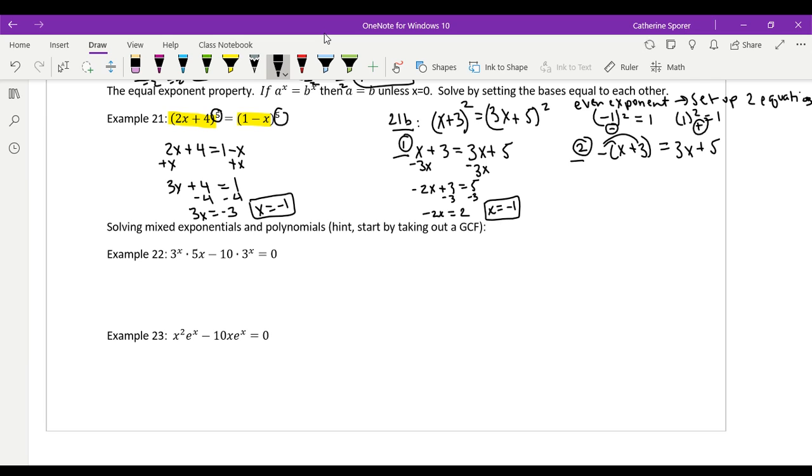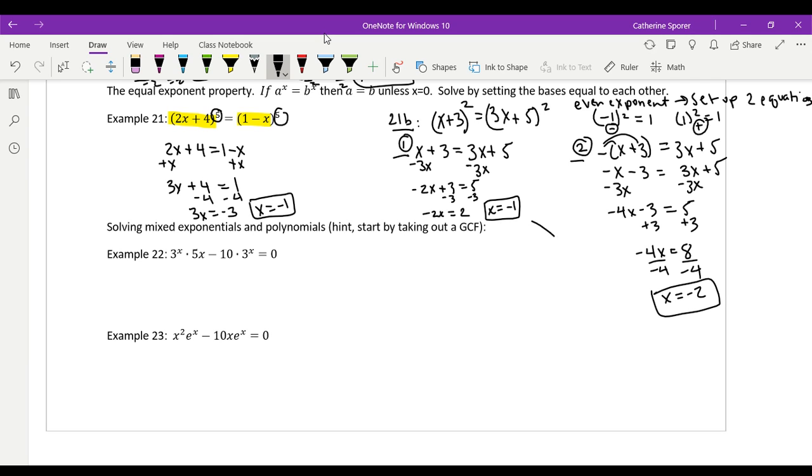Second equation, we distribute this negative to start with. Negative x minus 3 equals 3x plus 5. Then to keep solving, we'd subtract 3x from both sides. We'd add 3 to both sides, get negative 4x equals 8. Divide by negative 4 to get x equals negative 2.